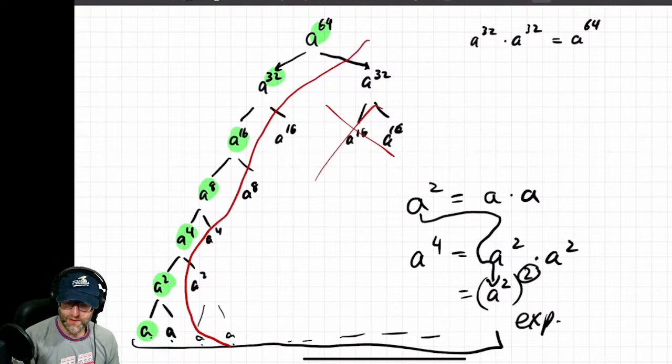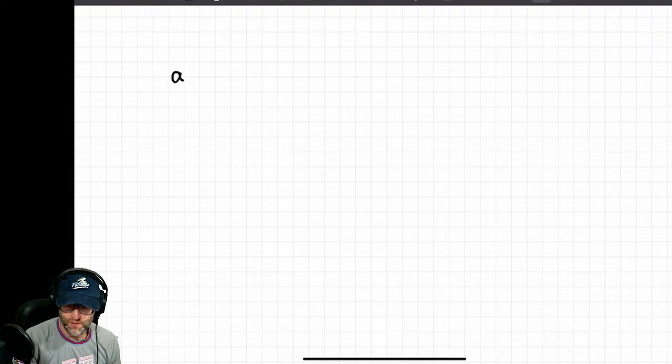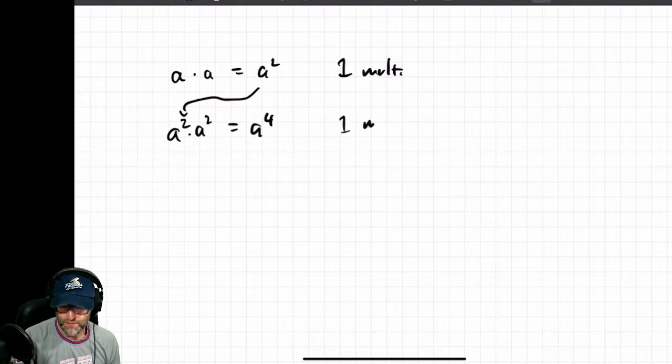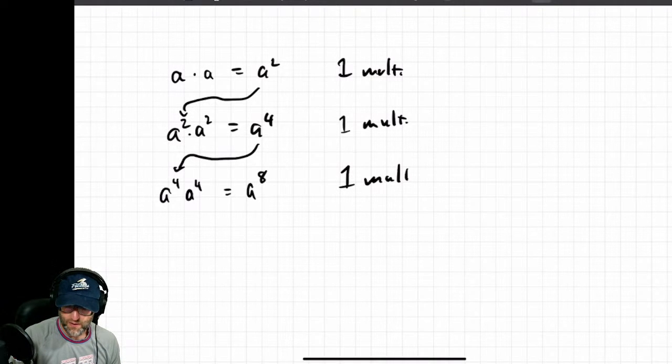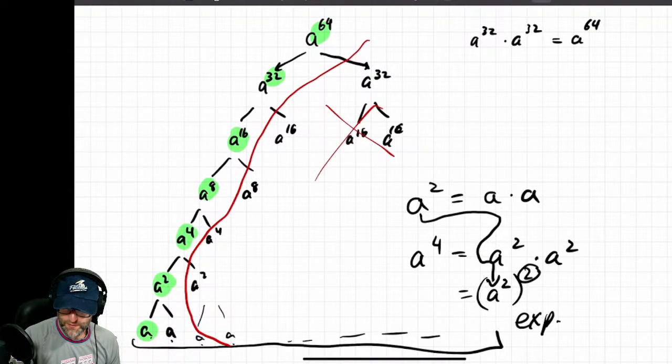Let's look at it again. A times a gives me a squared. That's one multiplication. Now use that same value and square it again. That gives me a to the 4th with one additional multiplication. Use that value again: a to the 4th gives me a to the 8th. One multiplication. Dot, dot, dot. Ultimately, how many multiplications do I end up doing? 1, 2, 3, 4, 5, 6.